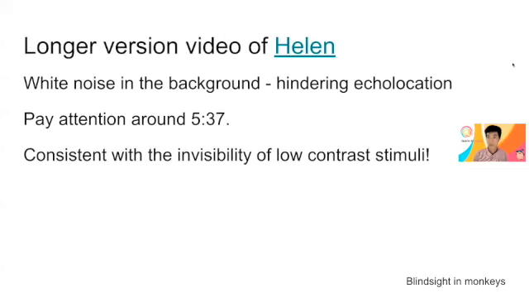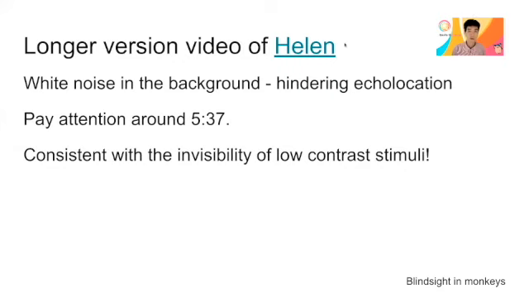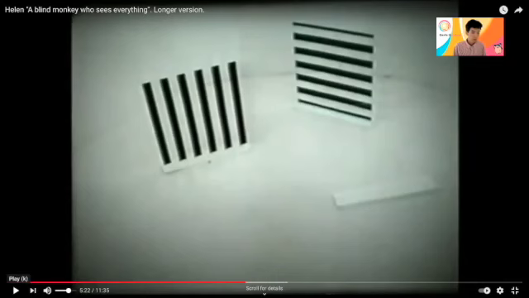All right. Now let's look at this video of Helen again, paying attention to this particular part, 5 minutes and 37 seconds. This is a video of Helen in the longer version, around 5 minutes. Here in the background, there is an ongoing noise, so that Helen cannot use sound echolocation to avoid obstacles. Let's see how it goes.